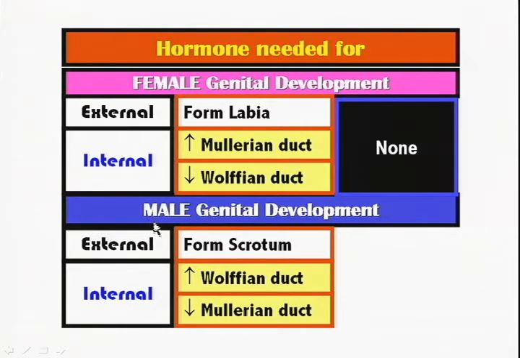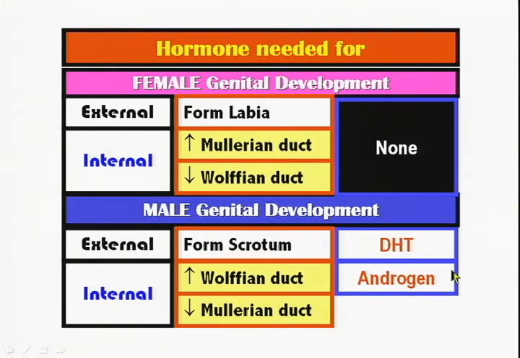What is necessary for external genitalia to form in the male? DHT, which is the most potent androgen, dihydrotestosterone. That is needed to form the external genitalia, the penis, and the scrotum. What is necessary for proliferation of the Wolffian duct internally? Androgens; testosterone is necessary.